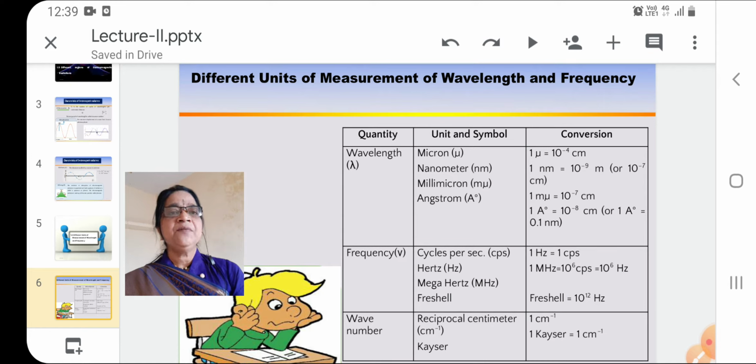Now the wave number, denoted by the letter nu bar. It is the reciprocal of the wavelength, and wavelength is measured in centimeter. Then the unit of the wave number is per centimeter, or the Kayser, and 1 Kayser is equal to 1 per centimeter.